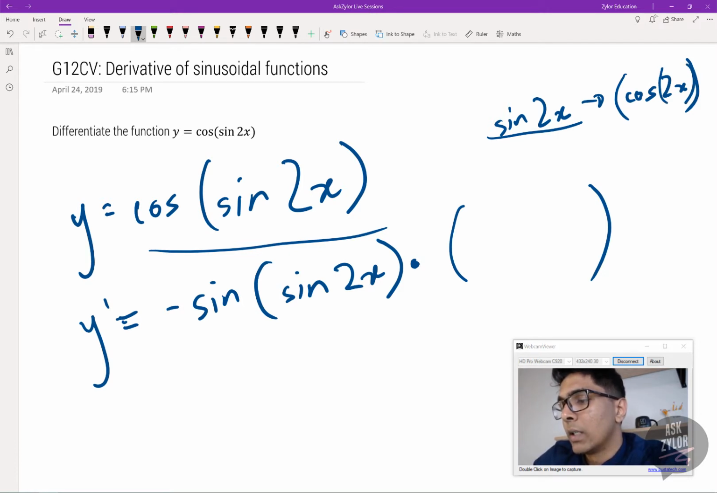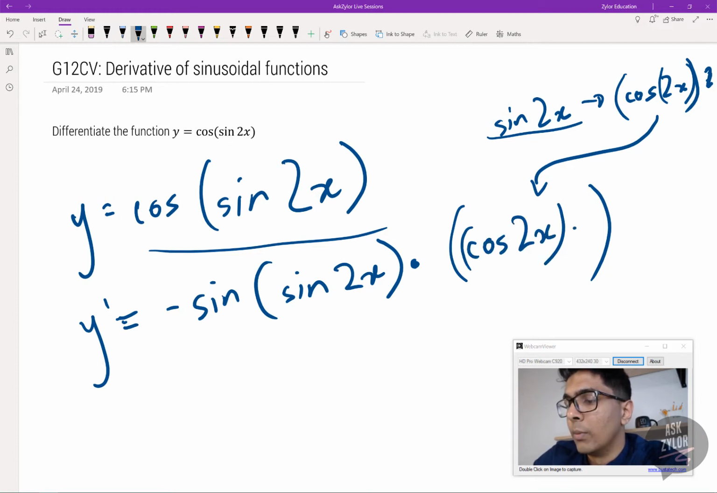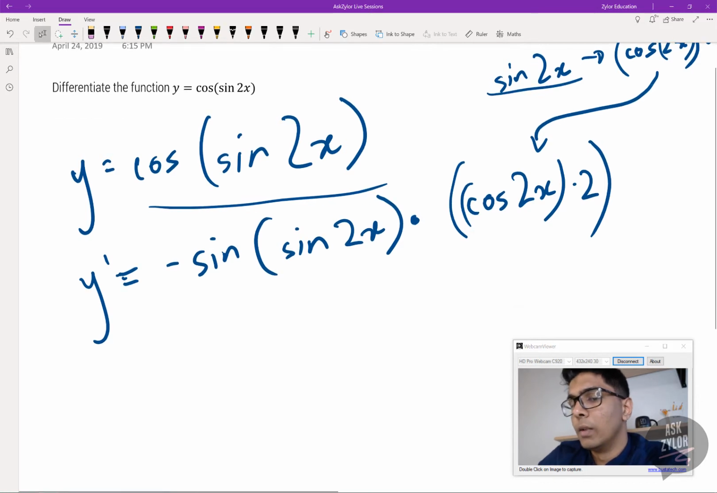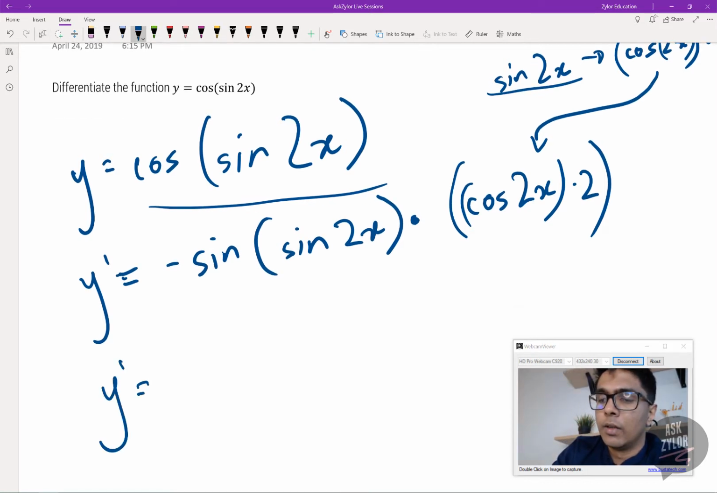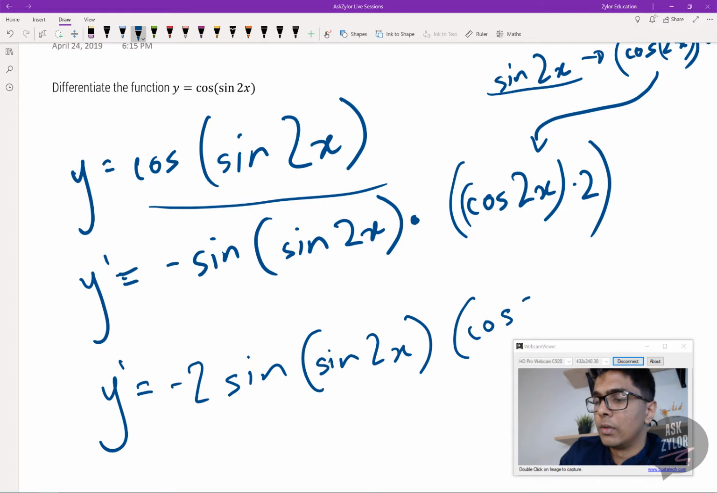So cos 2x times 2, because the derivative of 2x is just 2. So I'm going to put all this inside here to give me cos 2x times 2. Then I can simplify this to be negative 2 sine 2x times cos 2x. And I'm going to leave it the way it is.